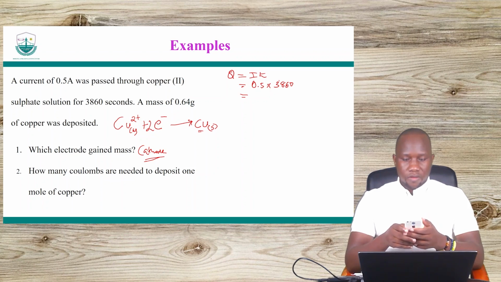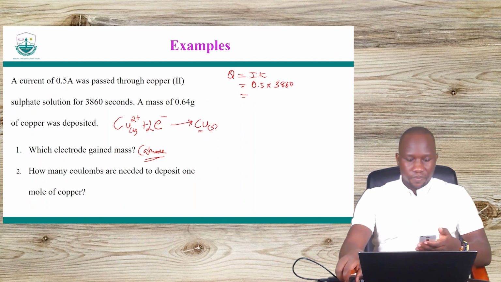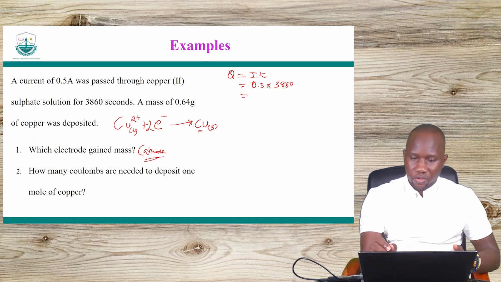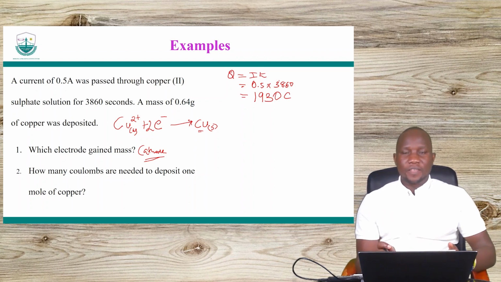Okay, so let's do that and see what we have there. So you have 0.5 times 3,860. You get, I hope this is what you have, 1,930 coulombs. Okay, that's what you have there.